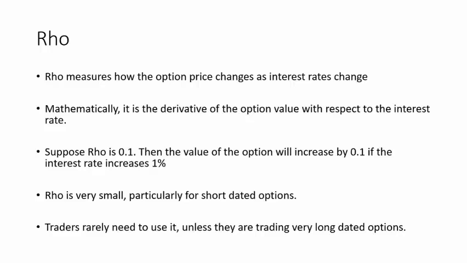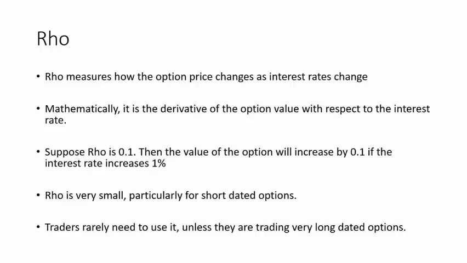So take a numerical example. Suppose rho is 0.1. Then the value of the option would increase by 0.1 if the interest rate were to increase 1 percentage point. Say the current interest rate is 7%, and rho is 0.1. If the interest rate were to go from 7% to 8%, then the option price would increase by 0.1.